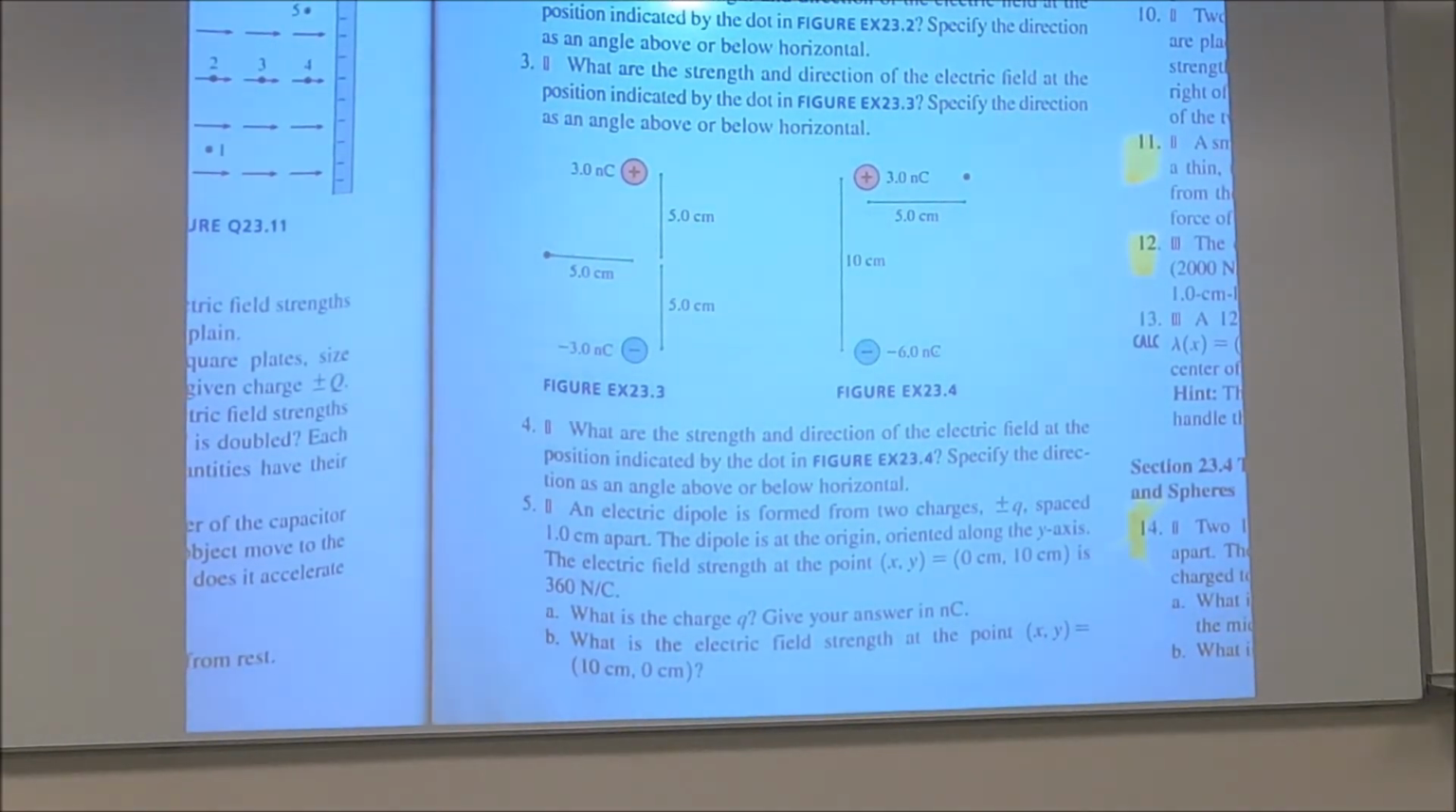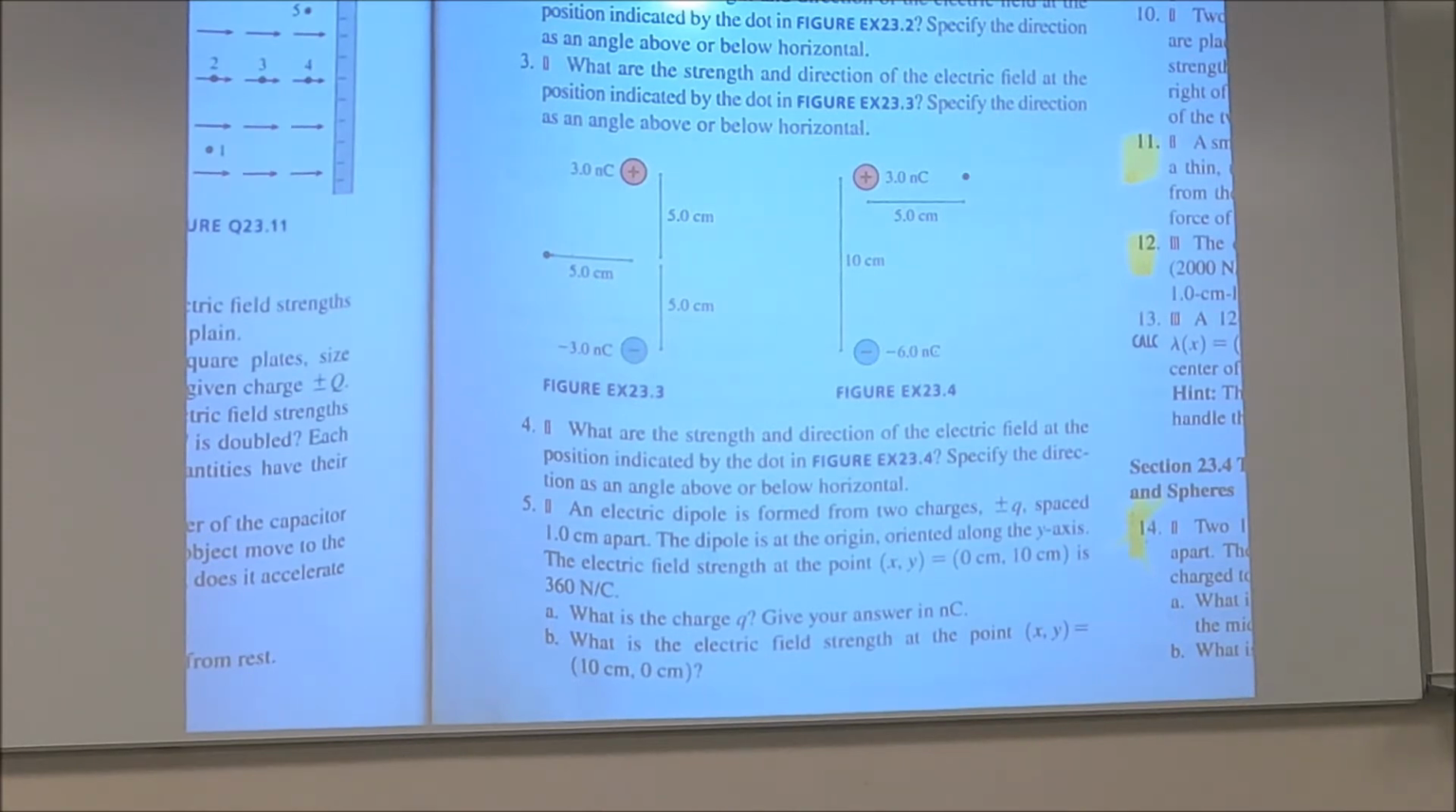Okay, let's look at problem 3 here. It says, what are the strength and direction of the electric field at the position indicated by the dot? Specify the direction, the angle above or below horizontal. Now, we have a dipole here, okay?